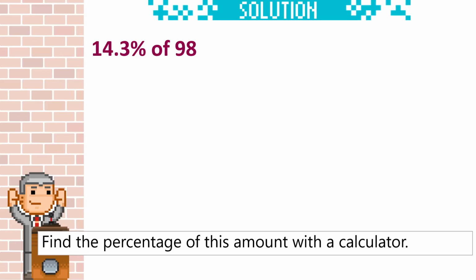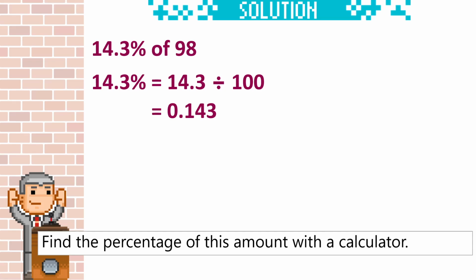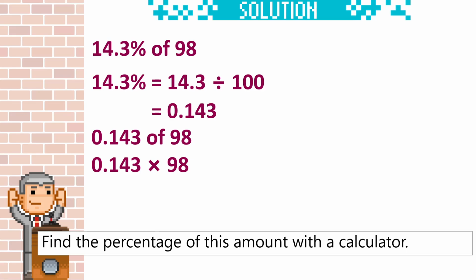Percent means per 100. We can convert a percentage to a fraction by putting it over 100, or to a decimal by dividing it by 100. So, 14.3 divided by 100 will be 0.143. We can rewrite the question, but with our decimal there now instead. Notice the word of. When we discussed fractions, we learned that of means times. Now we simply put this into our calculator. We could have done this with fractions, but decimals are a lot easier to work with a calculator.